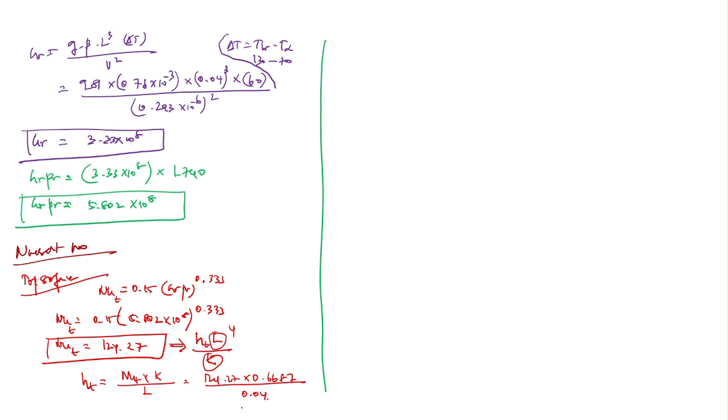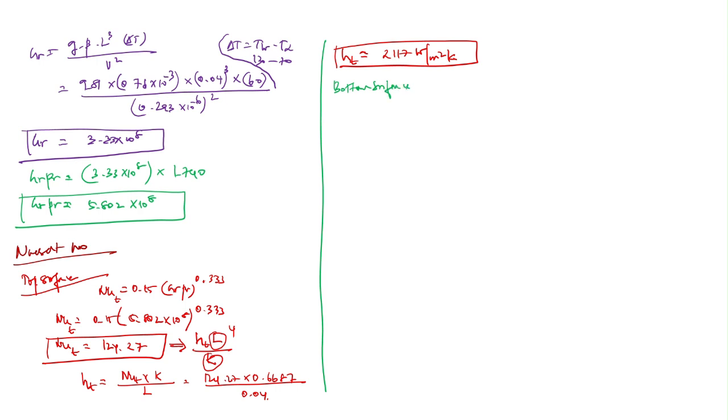Then you find the top surface Nusselt number and the top surface heat transfer coefficient, which is approximately 2,117 watt per meter square Kelvin. So you find one heat transfer coefficient, that is on the top surface. Next, you are going to find the one for the bottom surface.